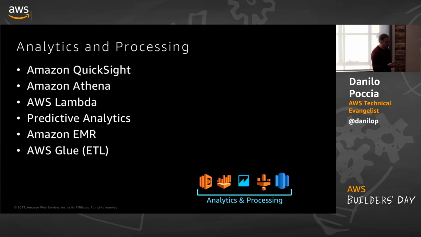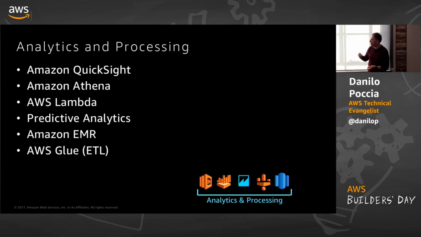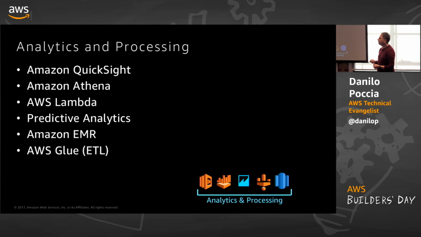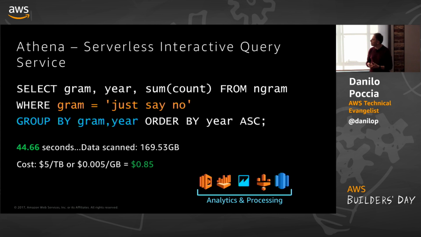For analytics and processing, you can use, again, the tools that we saw. I just want to add to the loop Amazon Elastic MapReduce, EMR. So lots of people use Spark or Hadoop, and those tools are fully managed within EMR. So they usually are very well integrated with Kinesis or S3 for data processing.